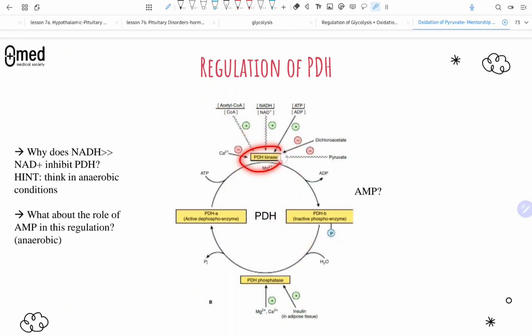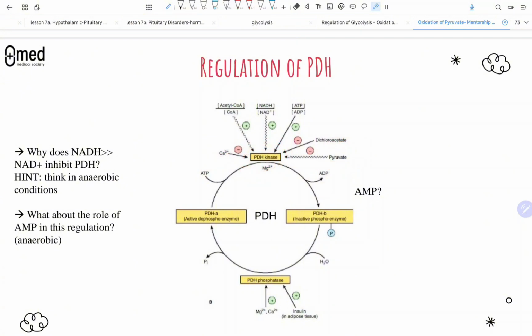Now, what inhibits PDH kinase? If I say this enzyme is being inhibited, this means PDH is going to be activated, okay? Because PDH kinase can't come and add PO43 minus to it, so this one is going to stay activated. So what are the factors that inhibit PDH kinase? We have calcium, pyruvate, and dichloroacetate.